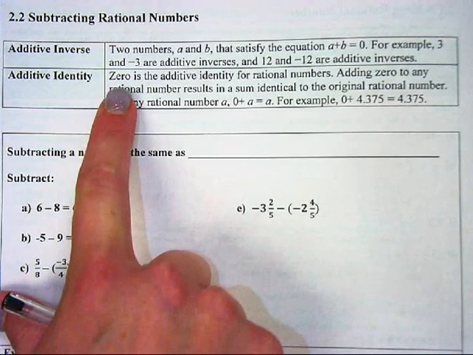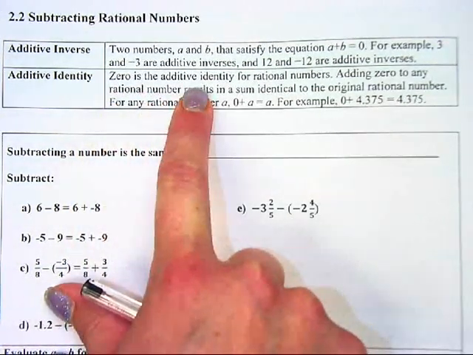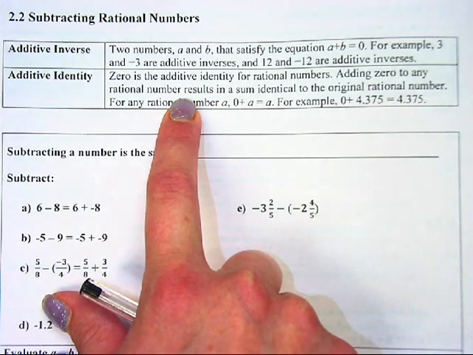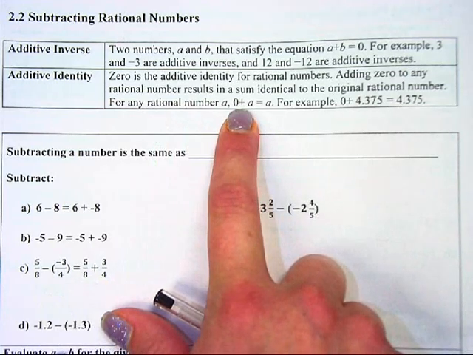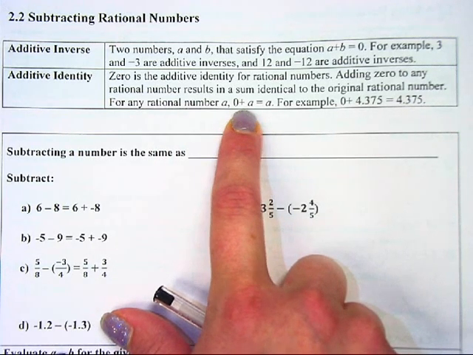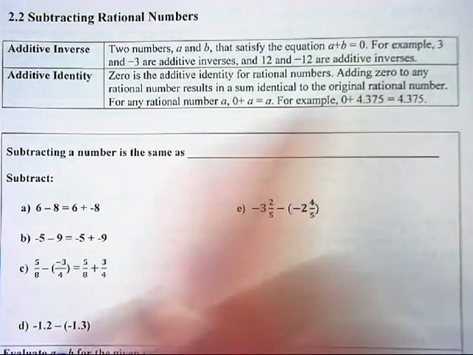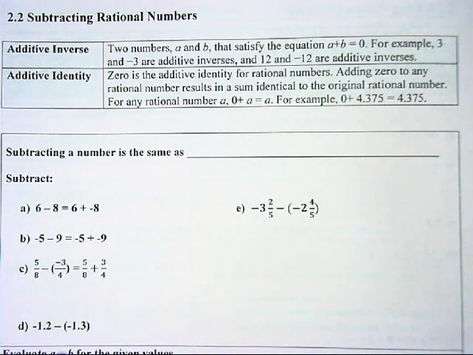So the identity means that 0 is the additive identity for rational numbers. Adding 0 to any rational number results in a sum identical to the original. So I can also add 0 to any number and it'll still be the same. So 0 plus a, for example, if I was to put 4 in there for a, 0 plus 4 would equal 4. Okay, we're going to use both those two ideas here when we come down to our sample questions.